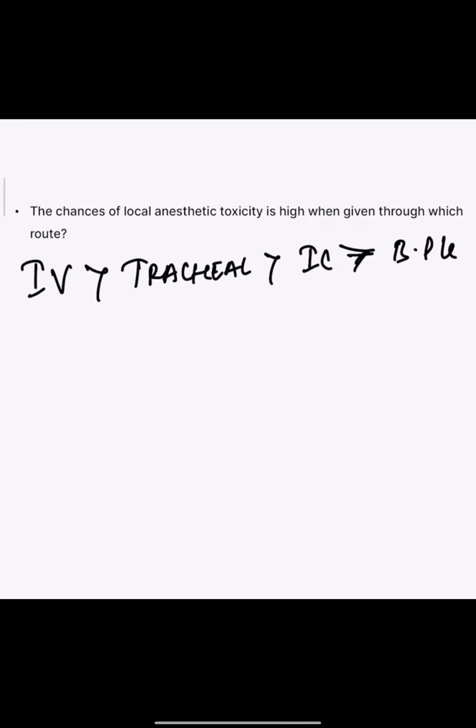Now, whenever you give local anesthetic to the patient, there are some chances that it might cause some toxicity, but it will cause toxicity when it is given at a certain route. What route are we talking about? Remember, the chances of toxicity of local anesthetic are high when given through which route? IV, followed by tracheal, followed by intercostal, followed by brachial plexus. The chances of local anesthetic toxicity are highest through the IV route.